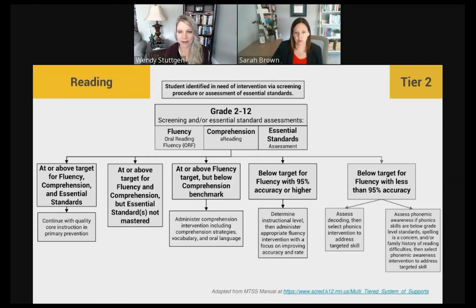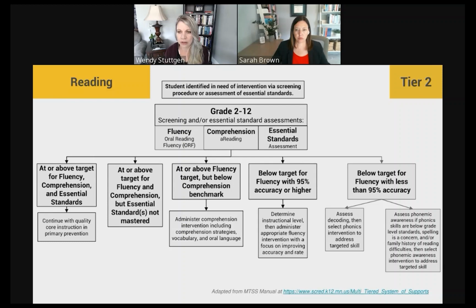Absolutely. We also use the screening to intervention report in FastBridge to determine classwide and supplemental interventions, as well as some flow charts with how to include screening and essential standard assessment data. So at the tier 2 level, as Sarah mentioned earlier, we only have supplemental resources to allocate to approximately 15% of the student population. As a reminder, if 80% of the students are not meeting essential standards and/or your universal screening assessments, then you should be looking at class-wide interventions.